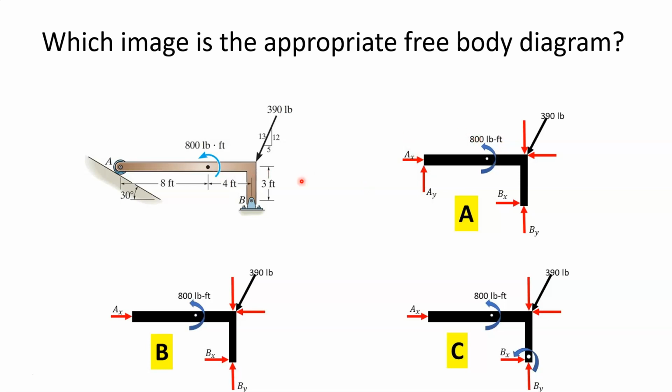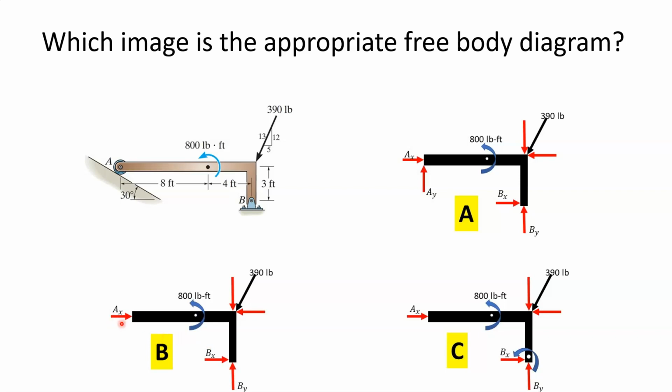You can see you've got the moment coupling of 800 pounds-feet. Here you have the load of 390 pounds, and its X and Y components. And you also have the reaction at B. But which one of these options is appropriate? You can see at B, you've also got the same structure, with the same 390 pounds. You've got a reaction here at B with an X and Y component.